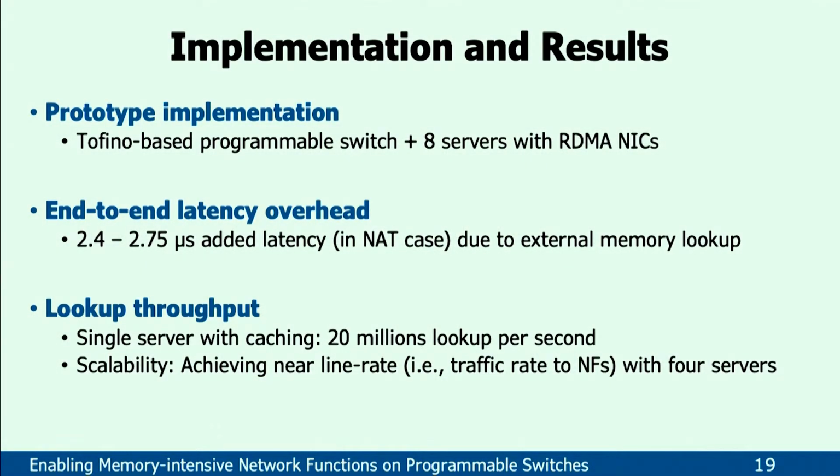We have implemented a prototype system using a Tofino-based programmable switch and 8 servers with RDMA-capable NICs. And here are some key results. We observed GEM incurs less than 3 microseconds end-to-end latency overhead due to external memory access. For lookup throughput, with a single server with caching, GEM can achieve 20 million lookups per second. But the lookup throughput can be scaled as we add more servers. For example, with 4 servers, it can achieve nearly line rate even without caching.